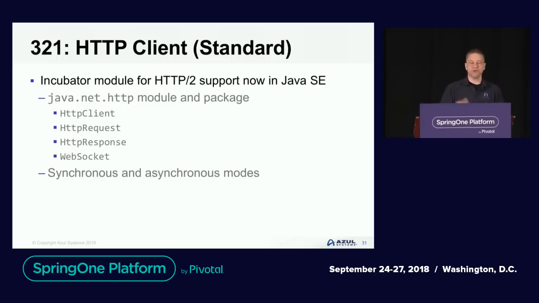So you've got a module called java.net.http and a package as well. There's essentially four sort of significant classes in here: HTTP client, HTTP request, HTTP response, and WebSocket. So you can do various things with that. It works in both synchronous and asynchronous mode. If you're using the asynchronous mode, then you're going to be getting into completable futures and completion stages in order to do what you need to do asynchronously.